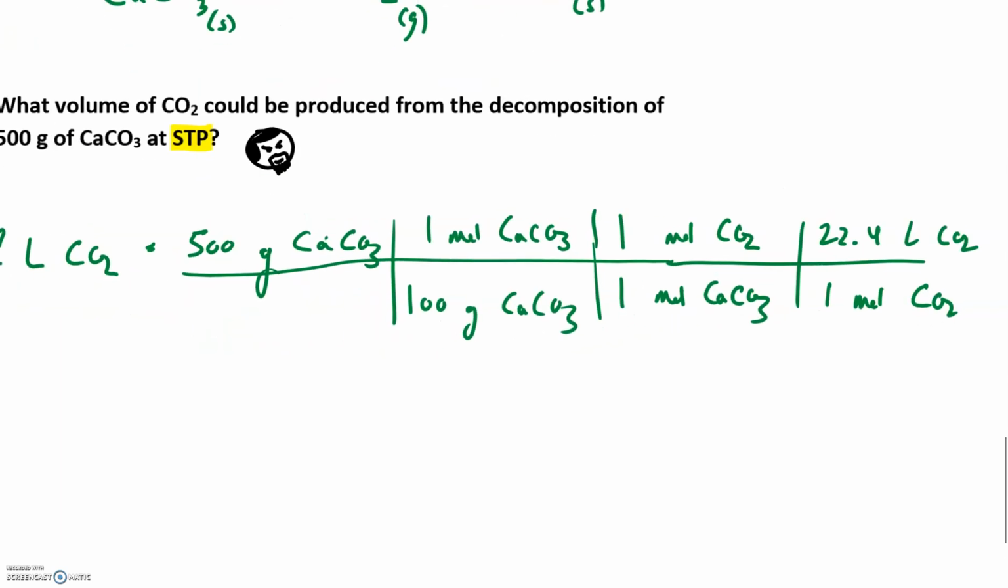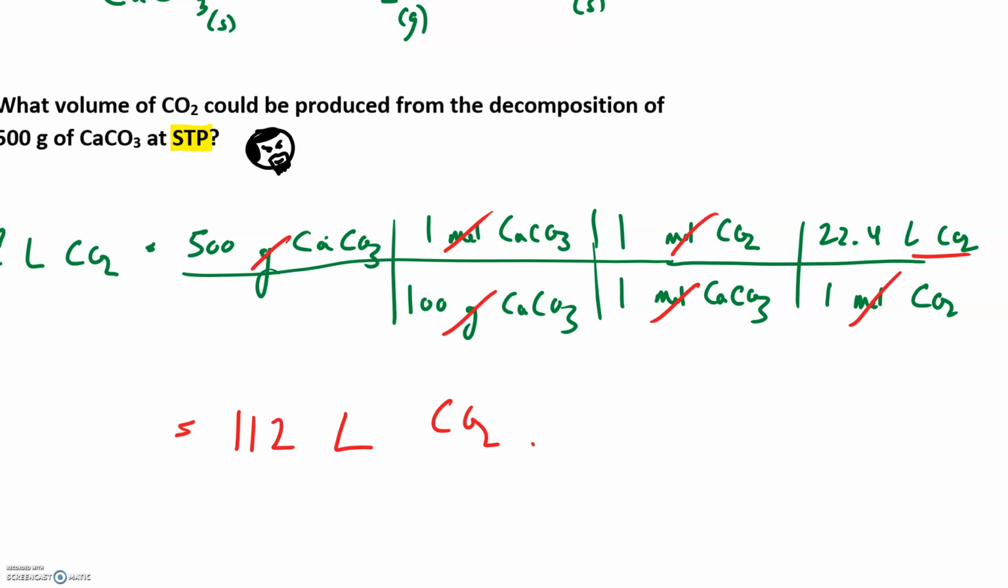So here's this whole big setup. Obviously, grams cancels, moles of CaCO3 cancels, moles of CO2 cancels. Should leave our answer in liters. So I'm going to say 500 divided by 100 times 1 divided by 1 times 22.4. What is our volume that we could expect? I get 112 liters CO2. And that is gas stoichiometry.